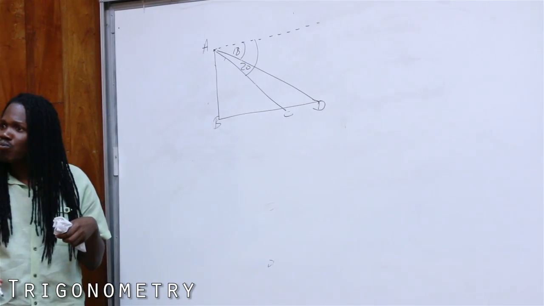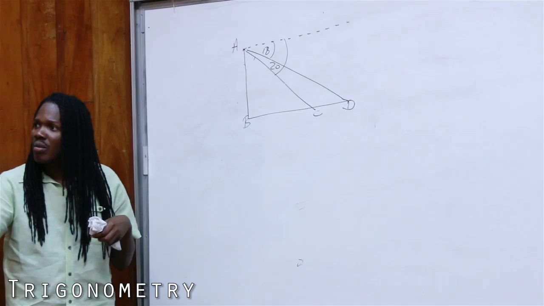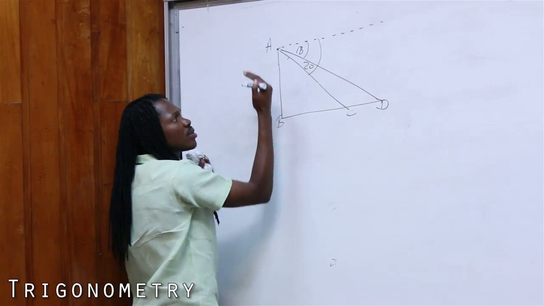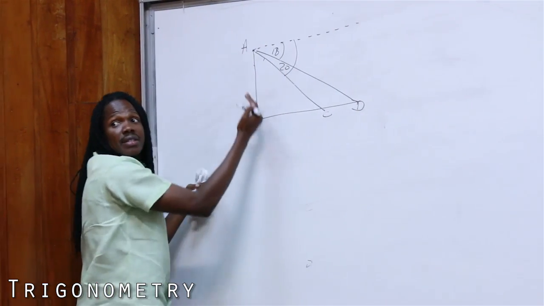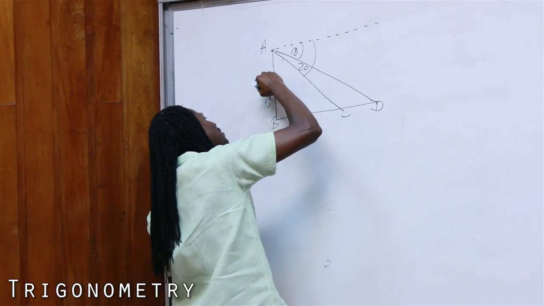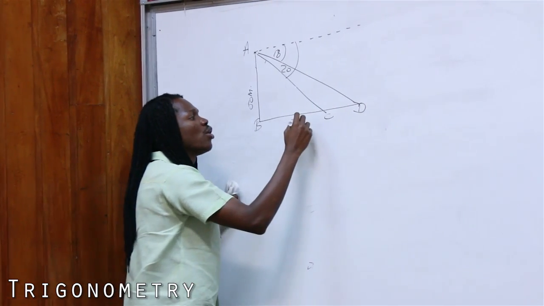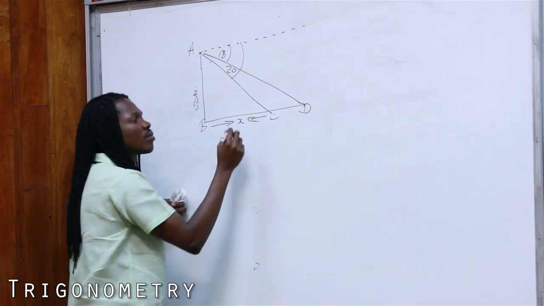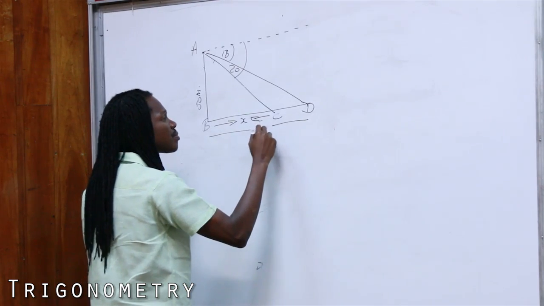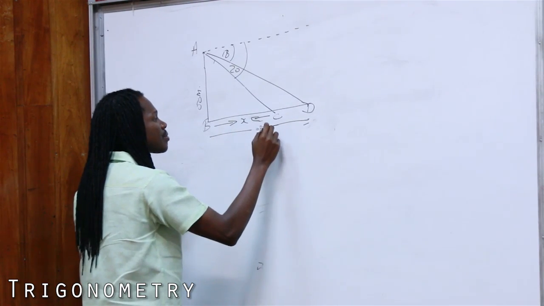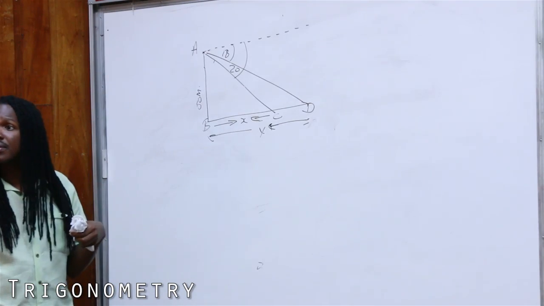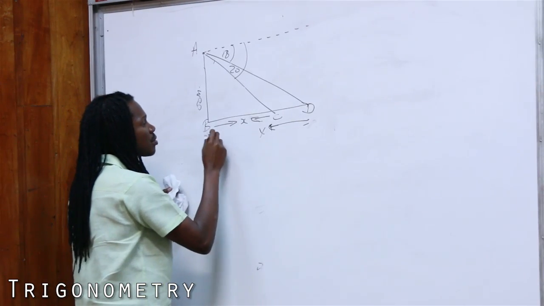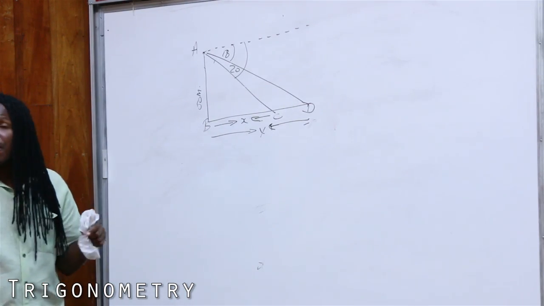You see that? So therefore, because I want to work with this triangle, you see this? The cliff is 50 meters, and they want to know x and they want to know y. See that? So therefore, I'm using this triangle.